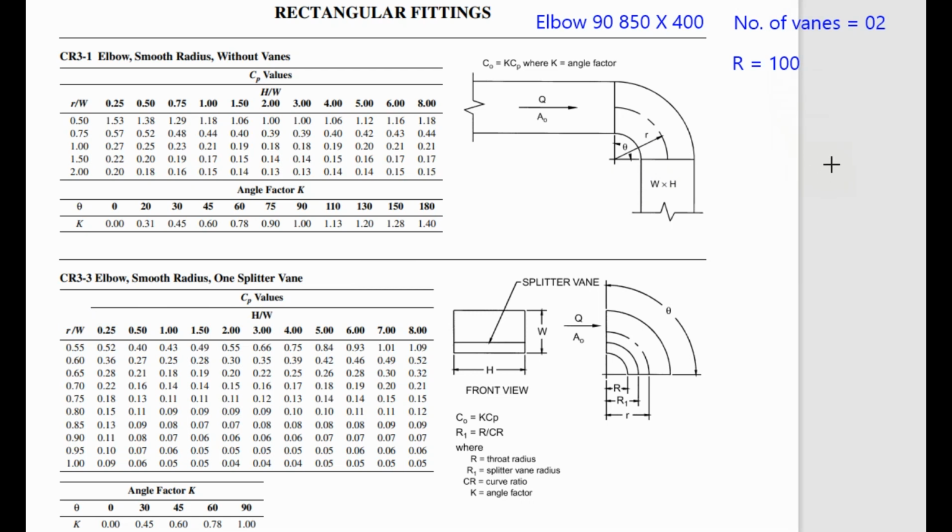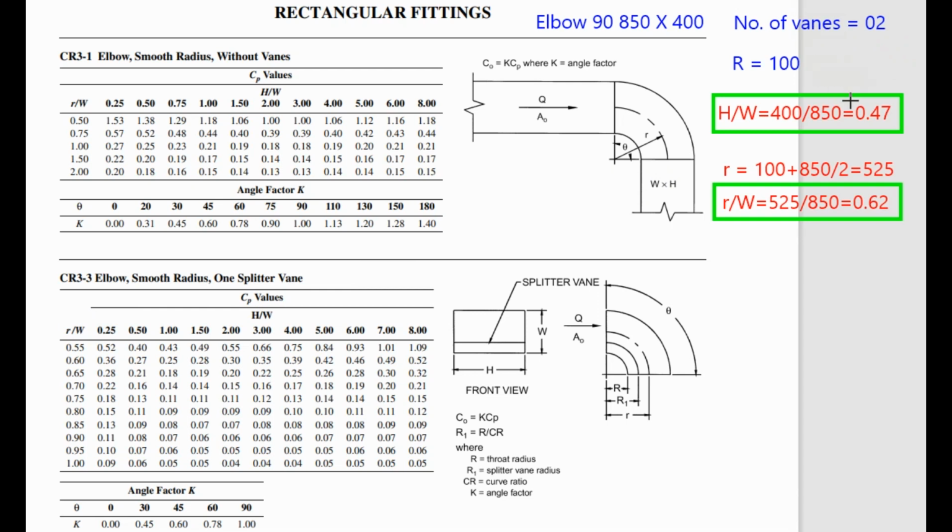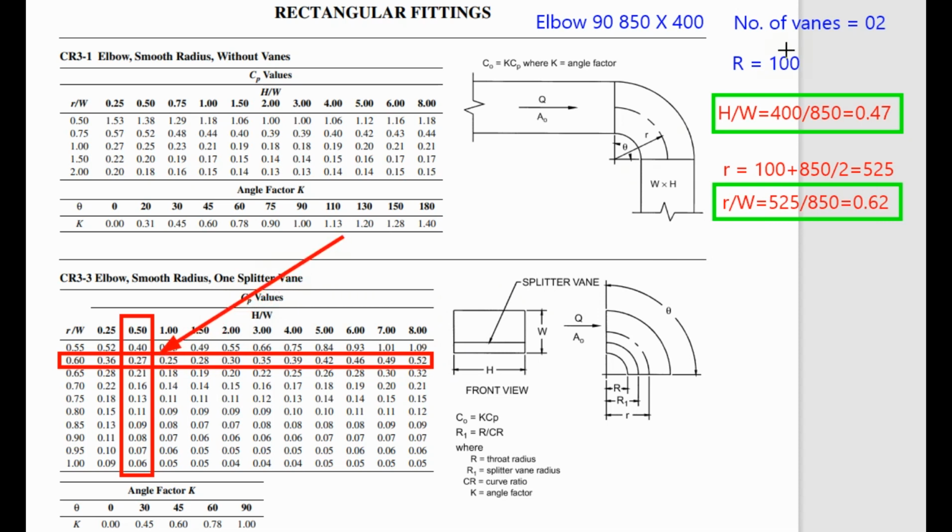Let us assume for our duct elbow the radius is equal to 100 mm. For this elbow, the h by w value is 0.47, so we will select from here the nearest value of h by w. We will select this column 0.5, it is the nearest value. Then r by w is 0.62, and we will see from here r by w 0.6, 0.65. So 0.62 is nearest to 0.6, and we will select this row. So for our elbow, the fitting loss coefficient value is 0.27.